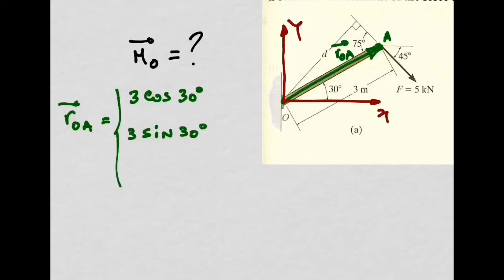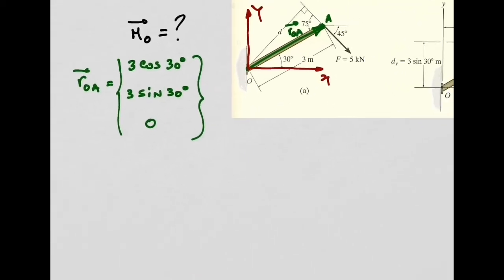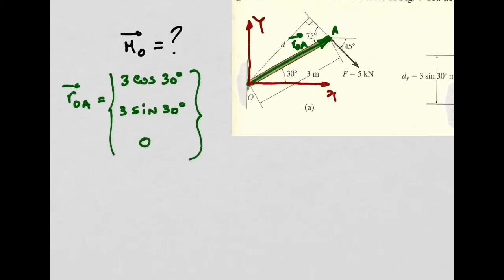And the z component. Do I have any component in the z direction? No. So I will say 0. So my position vector is defined like this. Okay? Any questions on position vector? The next thing I need to do is define my force vector.